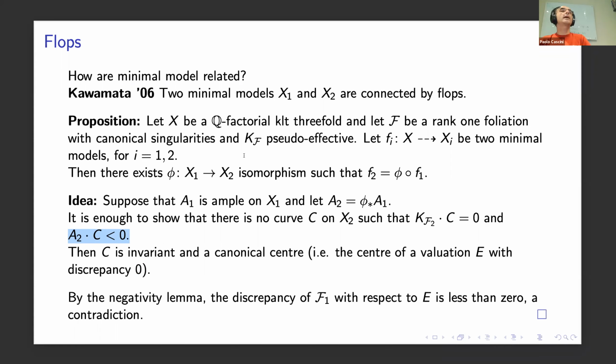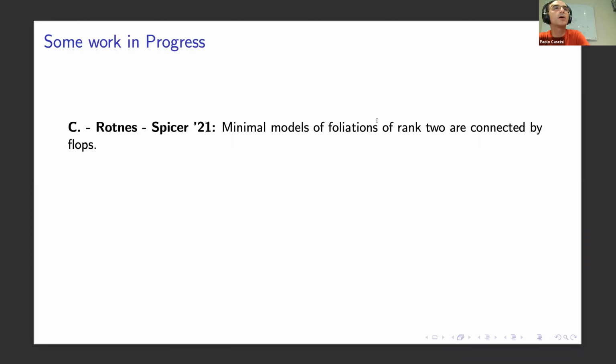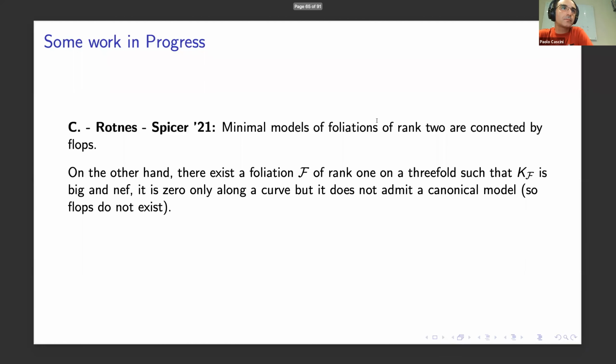As I say, this is really more like a remark rather than a proof. But I was quite surprised when we thought about this, because somehow it says that there are no flops coming from joining two minimal models. And actually, things turn out to be okay. Let me just say a few more remarks. There is some work in progress about rank 2 foliations. We haven't written down all the details, but in collaboration with a student of mine, Rotnes, and Callum, we proved that for rank 2 things are very much like varieties. Minimal models are connected by flops. But let's go back to the rank 1 case.